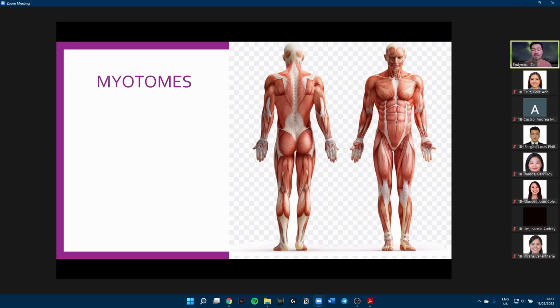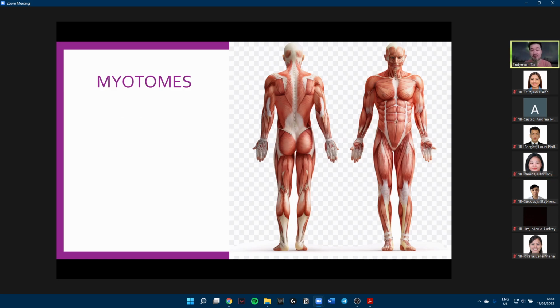C8, T1. Again, C5, shoulder abduction. C6, elbow flexion and wrist extension. C7, elbow extension, wrist flexion. C8, T1 would be the intrinsic muscles of your hand. L2 would be hip flexion. What is the main muscle for hip flexion? Psoas major. Very good, your psoas major.